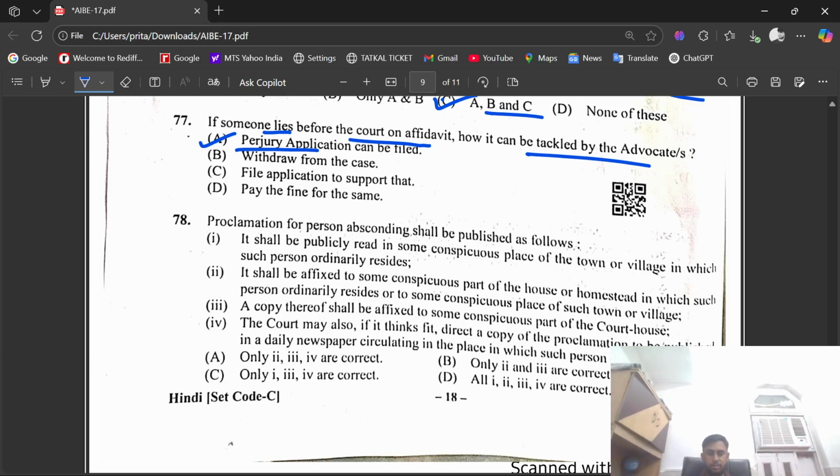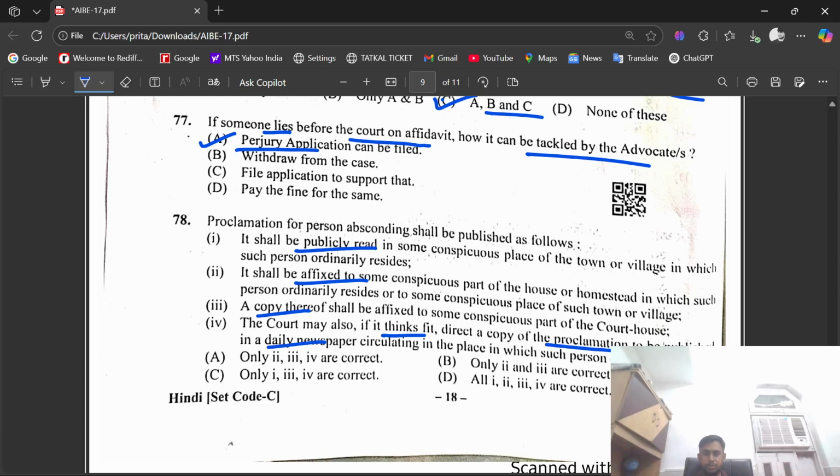Option second, it shall be affixed. Publicly read first, and after that affixed: first it is read out in front of everyone, and then pasted. It shall be affixed to some conspicuous part of the house or homestead in which such person ordinarily resides, or to some conspicuous place of such town or village. Option C, a copy thereof shall be affixed to some conspicuous part of the courthouse. Option 4, the court may also, if it thinks fit, direct a copy of the proclamation to be published in a daily newspaper circulating in the place in which such person ordinarily resides.